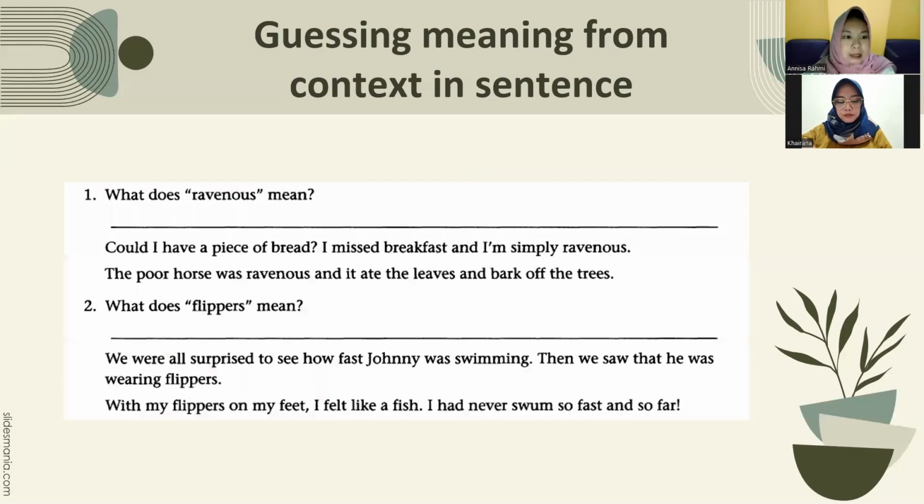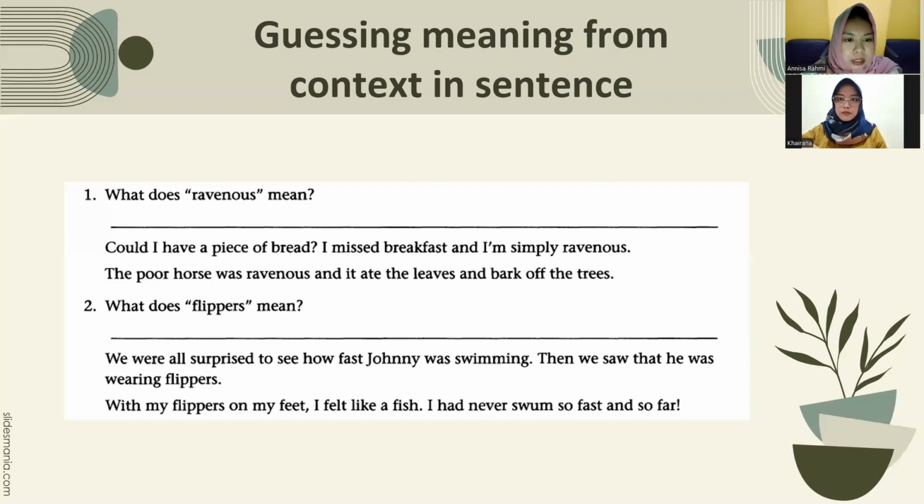So we go straight to the example. From these exercises, in question number one, what does ravenous mean? So we can look at the clue. The first sentence is: Could I have a piece of bread? I missed breakfast and I'm simply ravenous. So from these sentences, we can see that the speaker is asking for bread because the speaker missed breakfast. So we can simply guess that the meaning of ravenous here is hungry or starving.